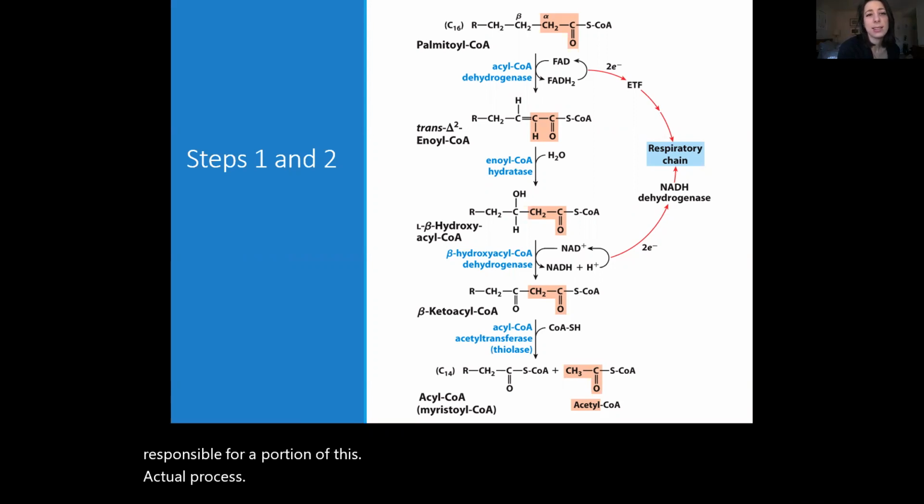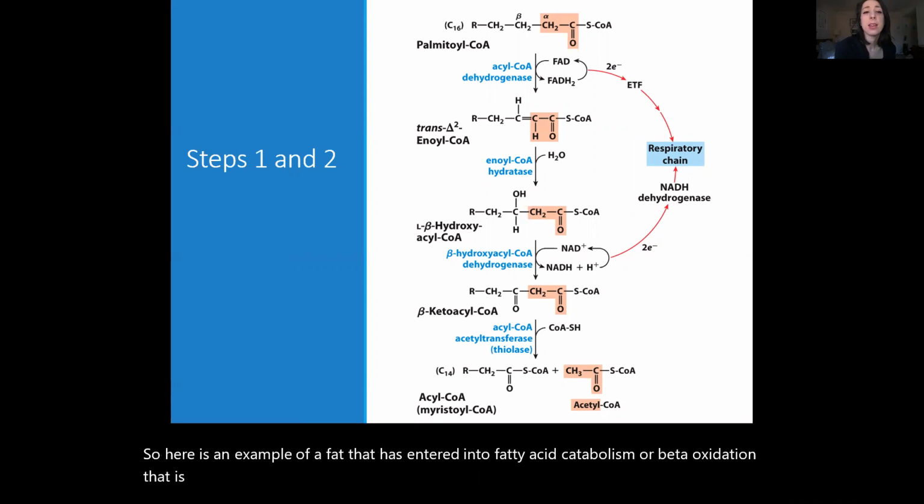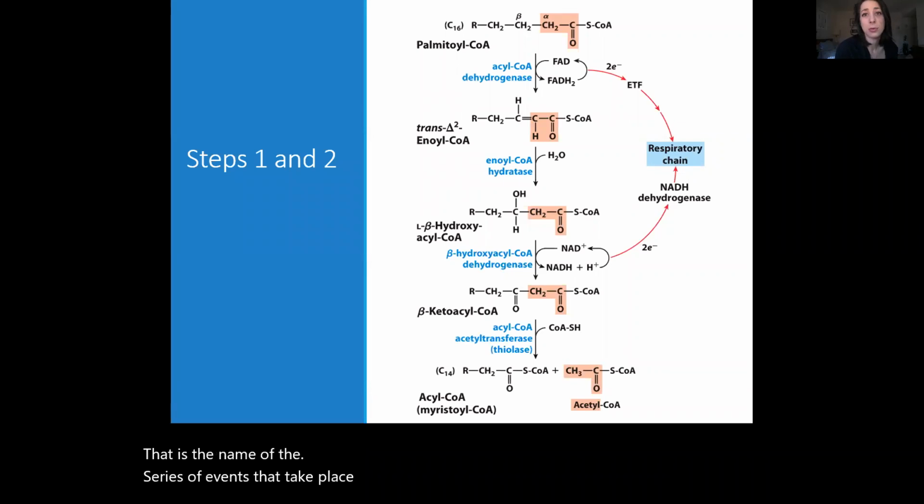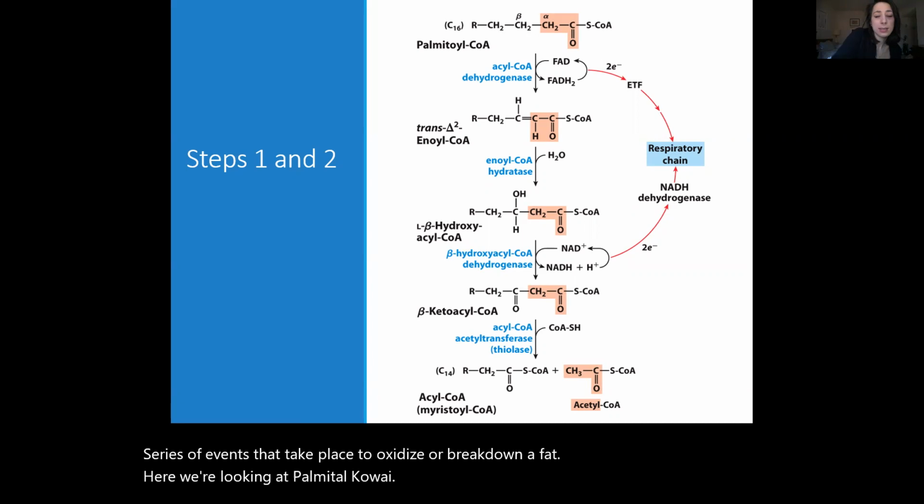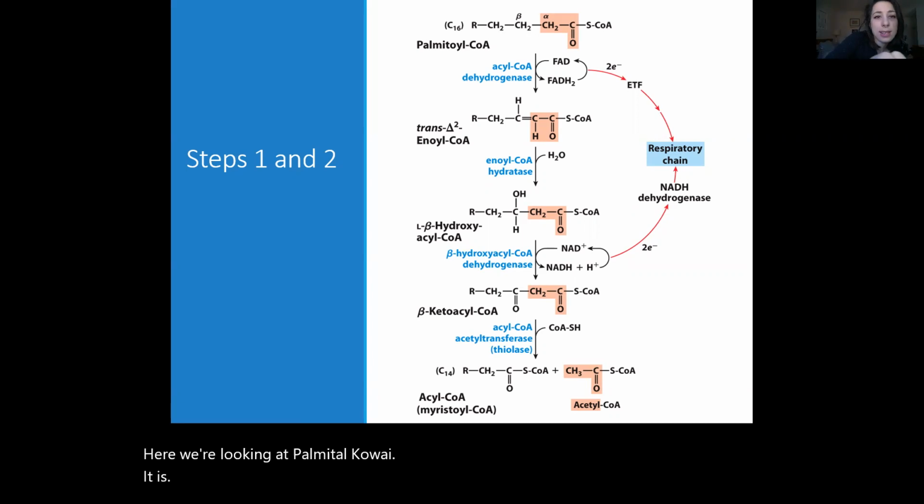So here is an example of a fat that has entered into fatty acid catabolism or beta oxidation. That is the name of the series of events that take place to oxidize or break down a fat. Here we're looking at palmitoyl-CoA. It is a 16-membered lipid. I'm going to highlight that. And you can see we're looking at the end of it.